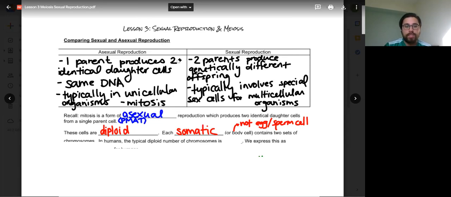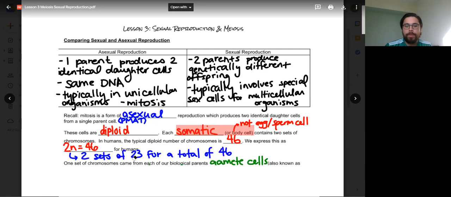These somatic cells, this is a brand new word for us. Somatic cells or body cells, right? Skin cells, liver cells, heart cells, brain cells, bone cells, muscle cells. Those are all somatic, okay? It contains two sets of chromosomes. In humans, the diploid number is 46, and we typically express this as 2n equals 46 for humans.